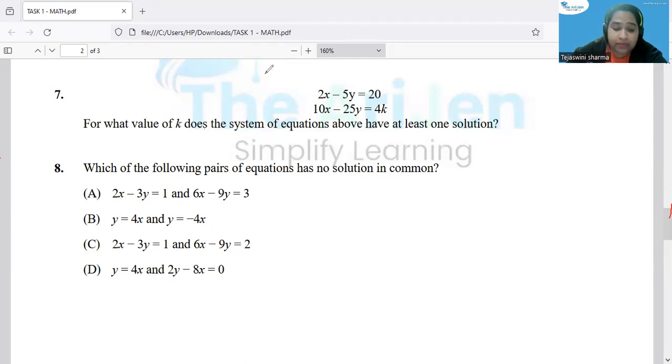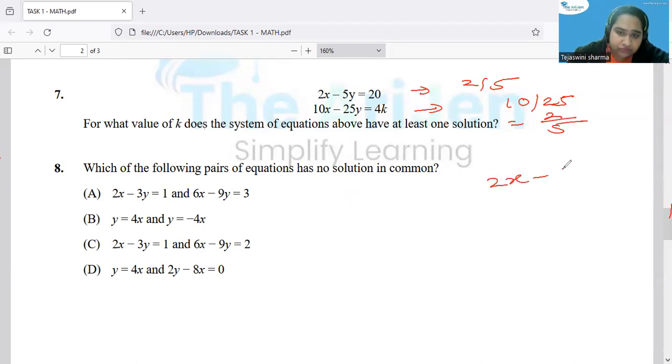If you know what slope means and how you can represent the slope of an equation, fine, otherwise I will cover it in a separate video. For right now, you should write that the slope of equation 1 is 2 by 5, and the slope of the second equation is 10 by 25, which is again 2 by 5. So since the two lines have the same slope, they would have no point of intersection. They are parallel.